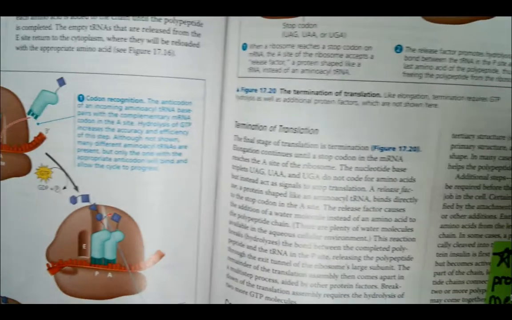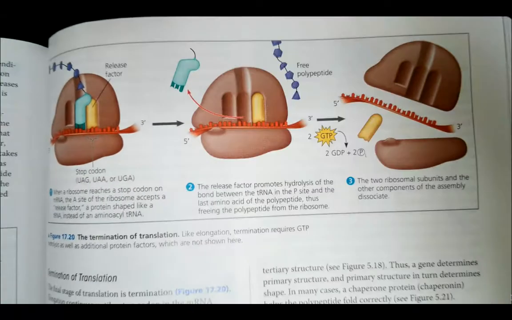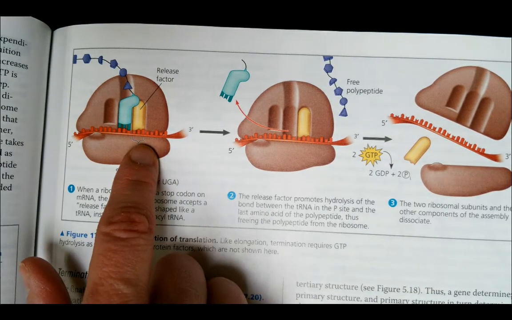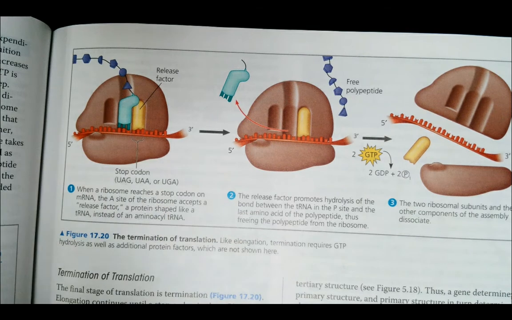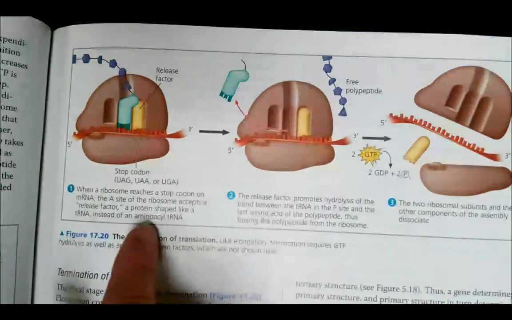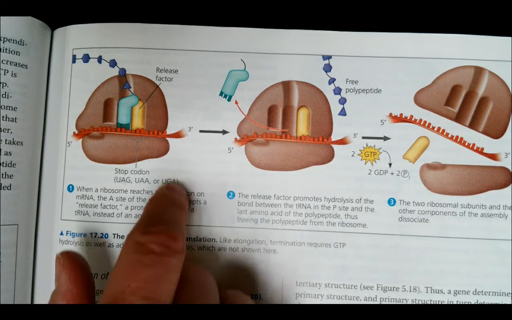To finish this process, termination, you have your nice pictures up here. And basically there are stop codons. These do not code for amino acids. So if you take a look here, there's this codon here. You don't need to memorize the 3 ones. They'll have them for you.